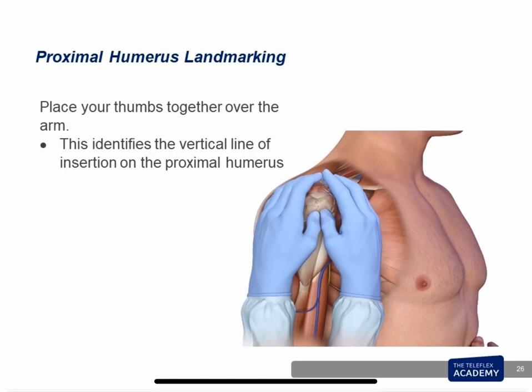Now, the first thing you're doing when you're dropping your thumbs down is identifying the vertical line of insertion. So it's the anterolateral part of the arm. The IO needs to be placed somewhere along that line where your thumbs come together. And that keeps you from putting it in too anteriorly or too far laterally.